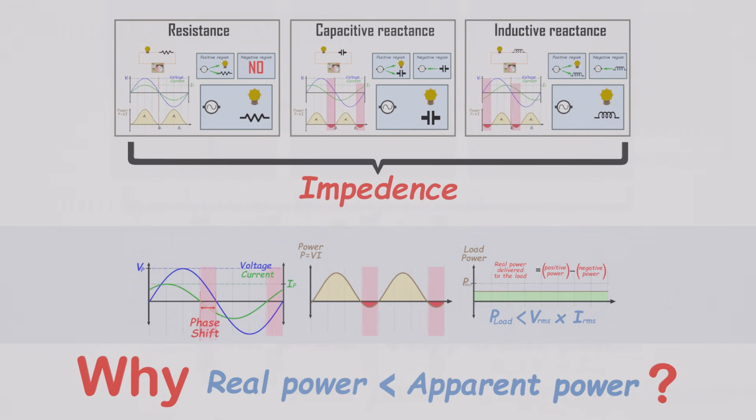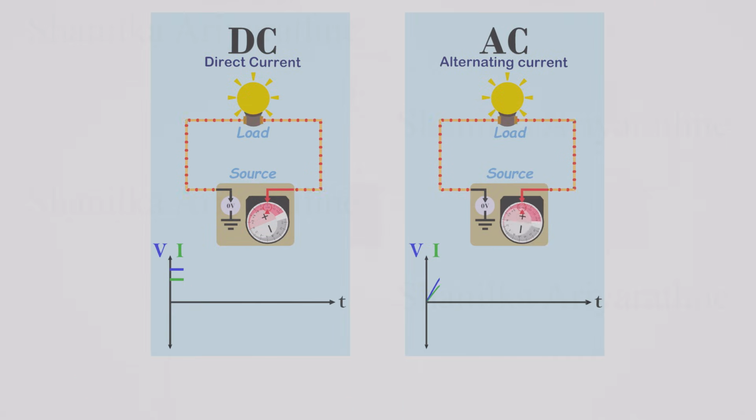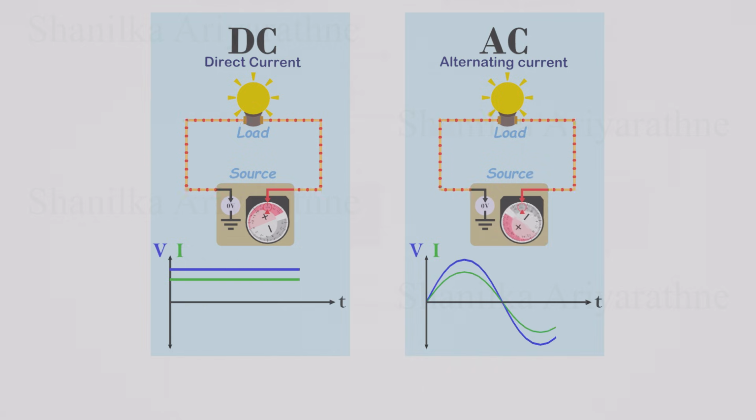First, I'll briefly introduce each of these concepts. Then we'll explore them in more detail. Whenever we apply a voltage across a load, current flows. In a DC circuit, the voltage is constant, so the current remains constant as well. But in an AC circuit, the voltage continuously reverses direction in a smooth, repeating pattern.